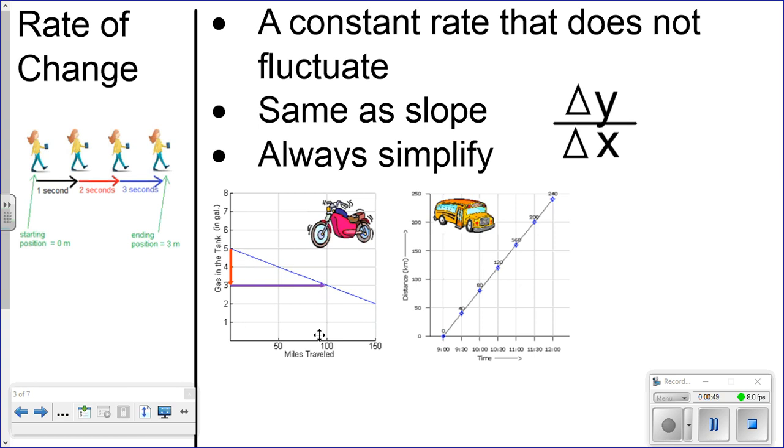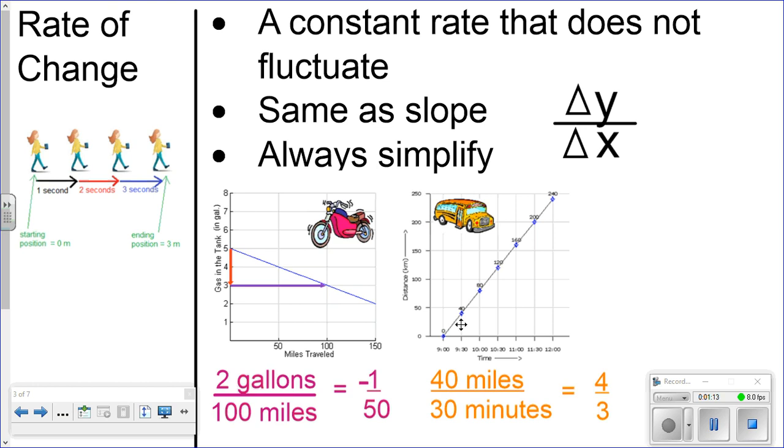So in this example with the motorcycle and the gas, we're going to take the change in y, which means it went down 2, over the change in x, which is 100, we would get 2 over 100, which is negative 1/50. You can see that it's a negative slope. In here, we can choose any 2 points that we want, and you will notice that it's going to go up 40 and over 30 minutes. So our slope is 4/3.